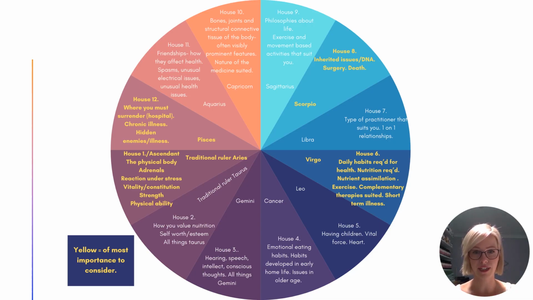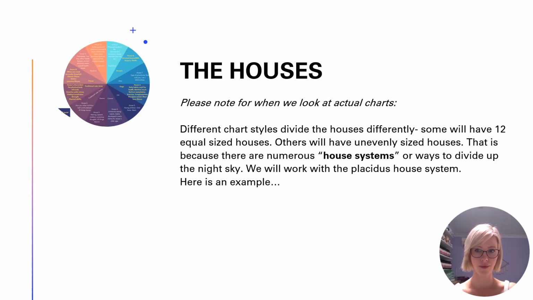It explains what each house governs. And the ones that are in yellow are the ones that are more emphasized when we're doing medical astrology. So please note, when we look at actual charts, you will sometimes come across different charts that divide their house system differently. Some will have 12 equal sized houses, others will have unevenly sized houses. That is okay. There are different ways of dividing up the night sky.